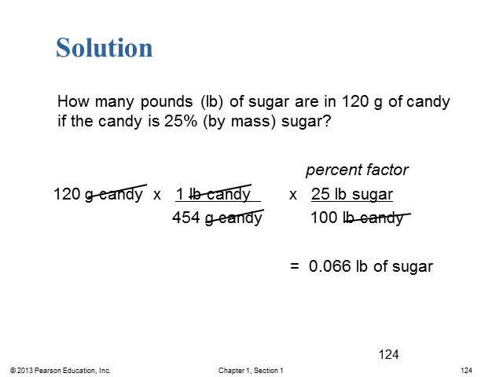So, with these mass percents, they don't have to always be metric. Any measurement of mass or weight can be used. And so here we have 25 pounds of sugar over 100 pounds of candy. So the part is the amount of sugar and the whole is the candy. And that's why we had 25 over 100 here. And so we do our answer, we get 0.066. We are allowed to report 2 significant figures because 120 grams is 2 significant figures, and 454 has 3, and 25% has 2.